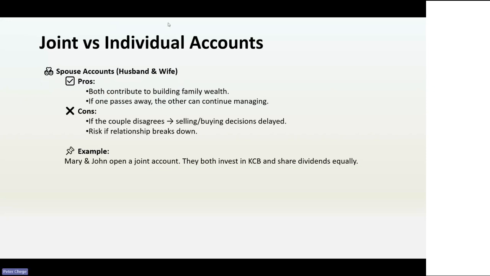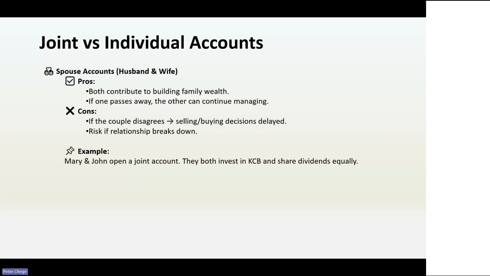So an example: Mary and John open a joint account and maybe they both invest. Remember, the word here is both invest. They are making this decision, both of them. When dividends come, they are paid to the bank account. This account is also a joint account, the bank account that you give us. So that dividend you can decide to reinvest again.